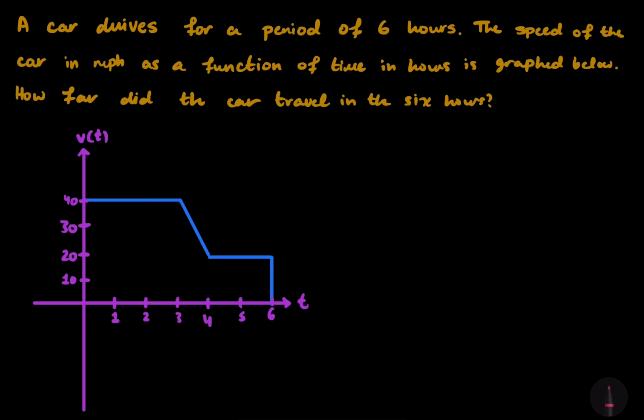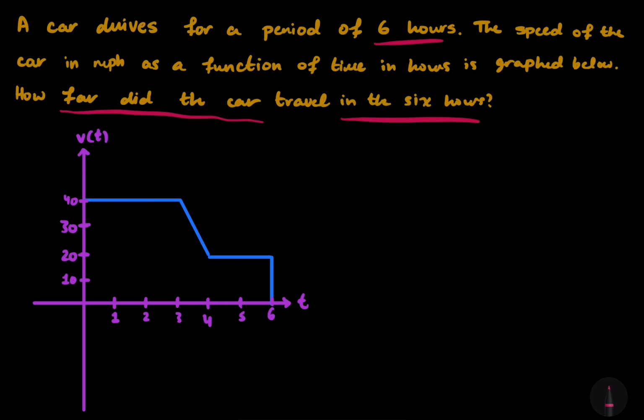A car drives for a period of 6 hours. The speed of the car in miles per hour as a function of time in hours is graphed below. How far did the car travel in the 6 hours? So we're looking at the distance covered over that entire 6 hour time period.